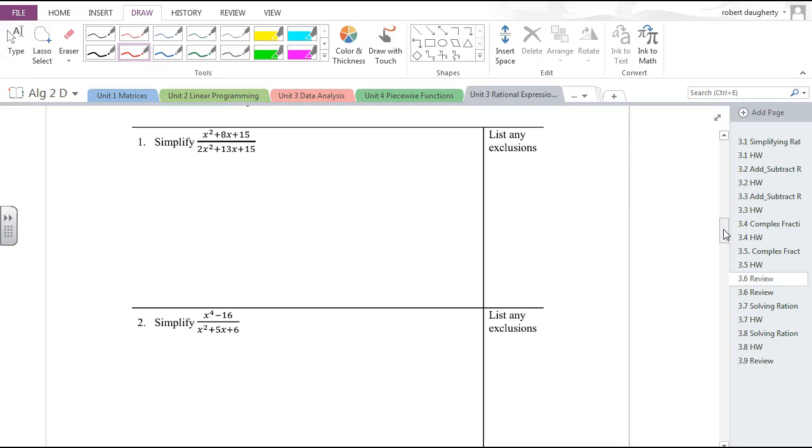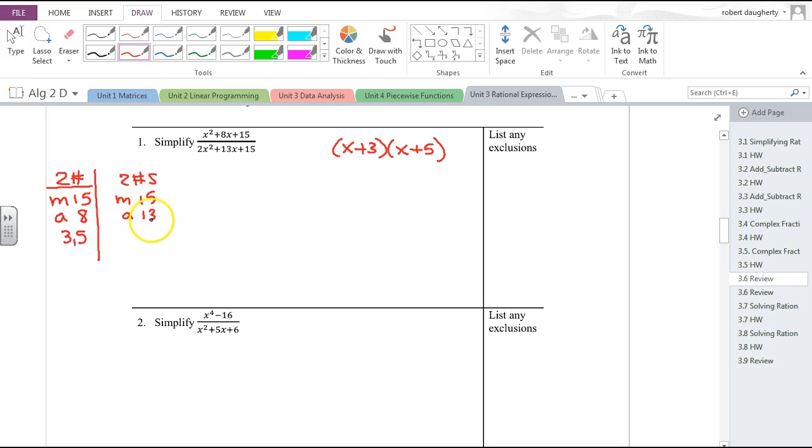Simplify the expression. First thing I have to do is factor this completely, numerator and denominator. If I look at the numerator, I need to find two numbers that multiply to 15 and add to 8. Those numbers would be 3 and 5. So that tells me how I'm going to factor the numerator: x plus 3 times x plus 5. Now to factor the denominator, I need two numbers that multiply to give me a 15 and add to give me a 13.